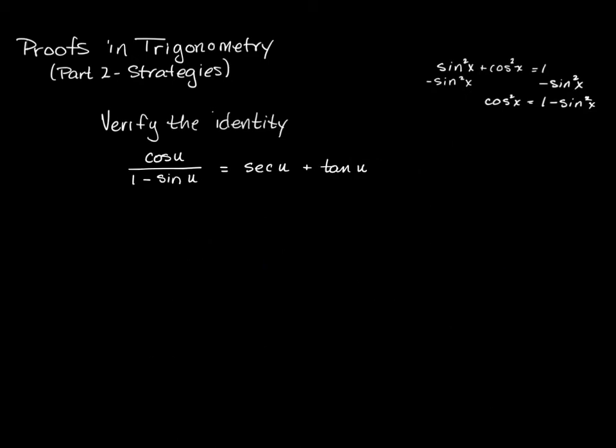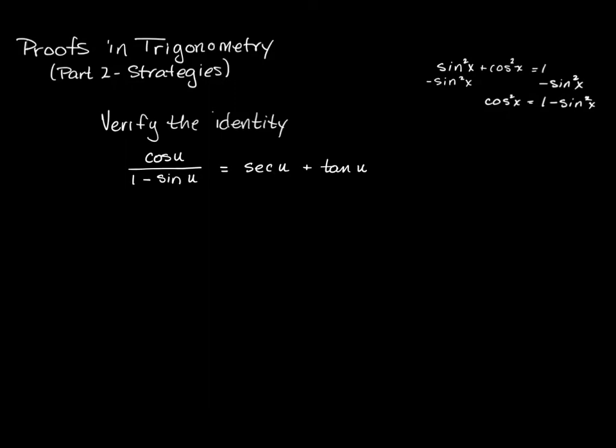Here are our instructions. Verify the identity. The cosine of u over 1 minus the sine of u is equal to the secant of u plus the tangent of u. I'm going to use the same strategy here, but this time I need to recognize that in order to get a difference of squares, 1 minus sine squared, I'm going to have to introduce a 1 plus sine somehow. Let's just go ahead and do that.